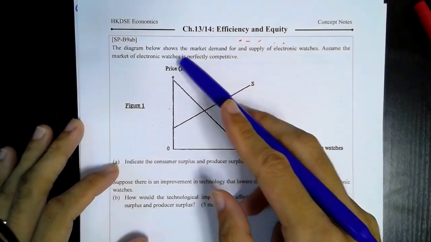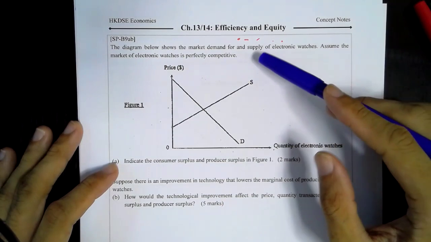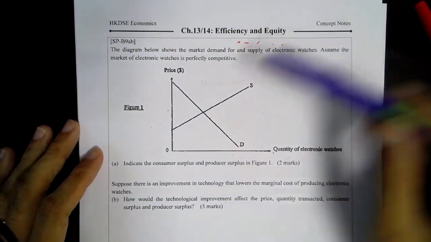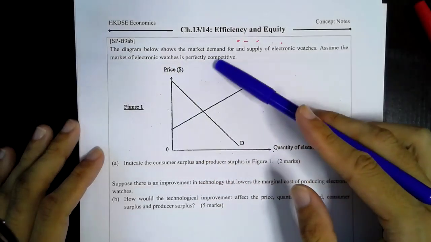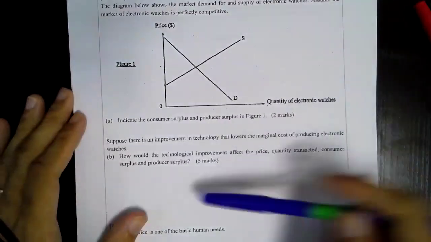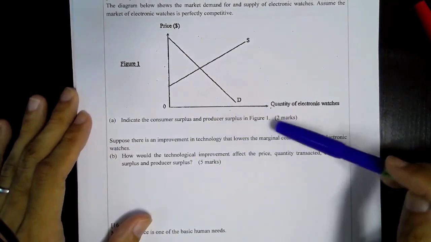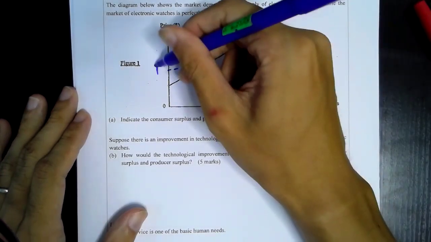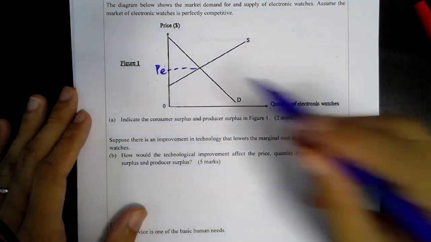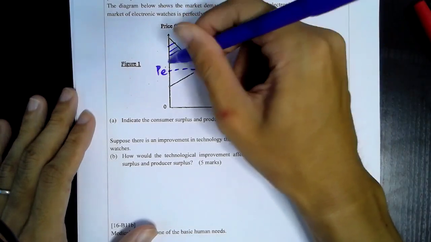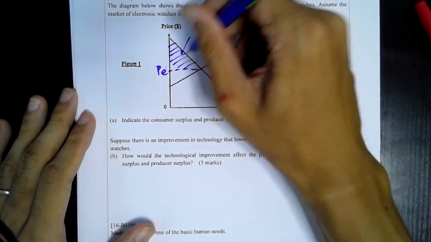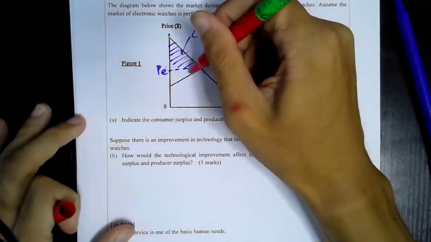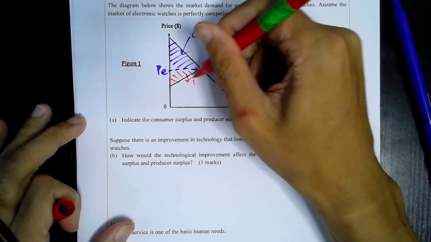Now, the diagram below shows the market demand and the market supply of electronic watches. 係咪講緊啲錶啦？ Assume the market of electronic watches is perfectly competitive. 佢話啦，首先 indicate the consumer surplus and producer surplus in figure 1. Now which is here. If this is our equilibrium price, this part above would be our consumer surplus, while the part below would be producer surplus.